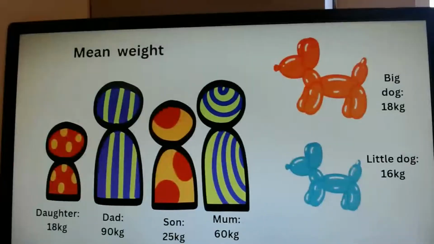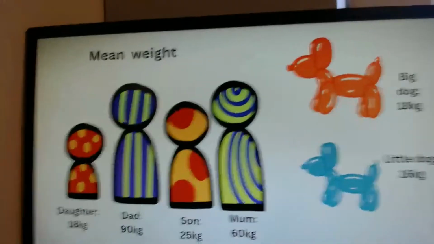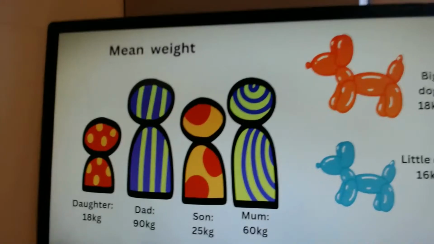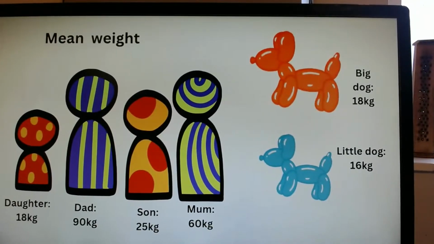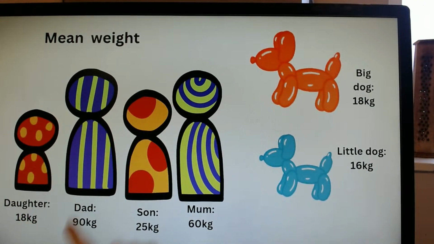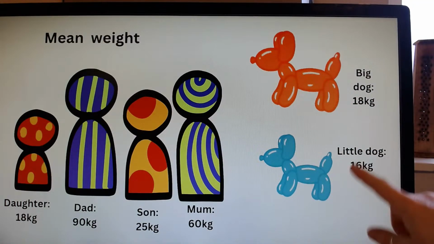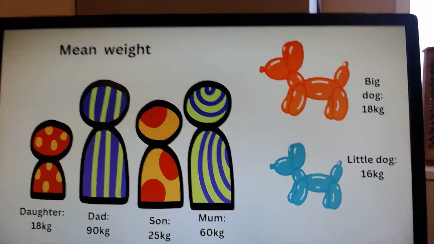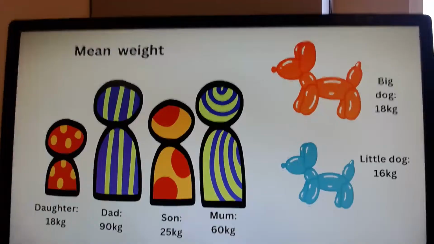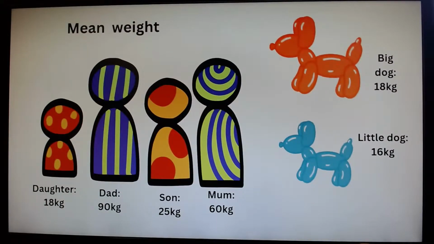So this isn't actually true anymore, but it was true at the time when I wrote this question, about 18 months ago, I think. My daughter was 18 kilograms. My husband was 90 kilograms. My son, 25 kilograms. Me, 60 kilograms. My big dog, 18 kilograms. And my little dog, 16 kilograms. Have a go at finding the mean weight of my family. What do you get for the mean weight of my family?